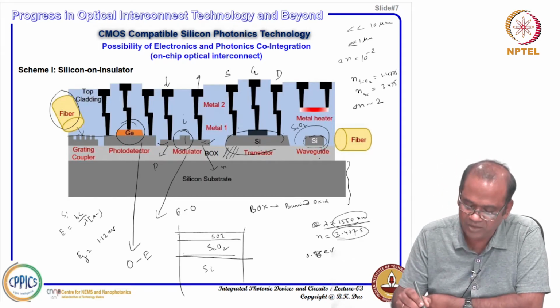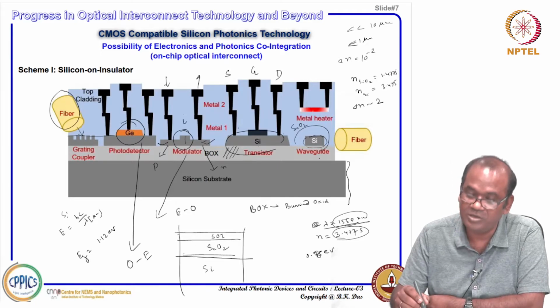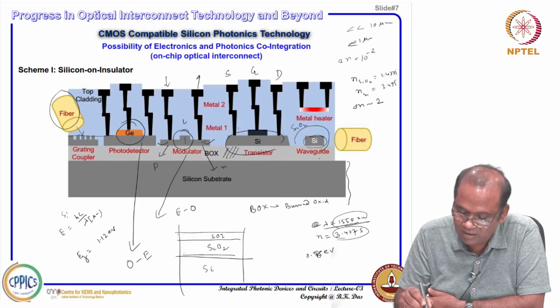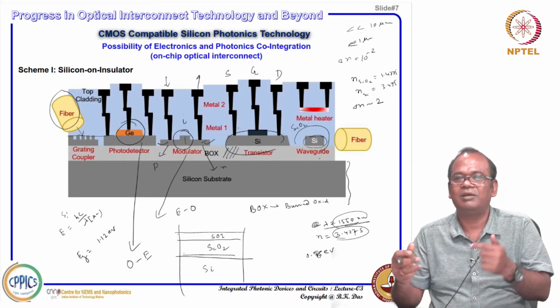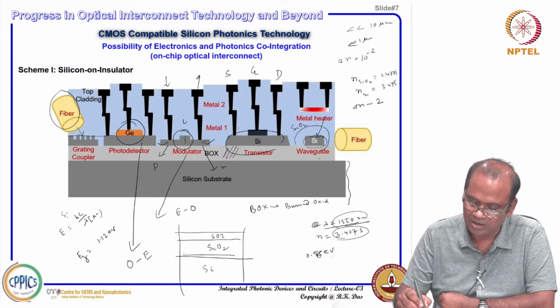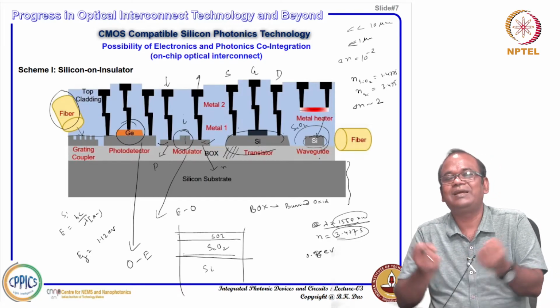And if there is a fabrication error, or you want to reconfigure any waveguide component, you can use a metal heater, a resistive heater. You can pass current, some Joule heating will be there, and then because of the heat energy, the temperature of the silicon can be increased.